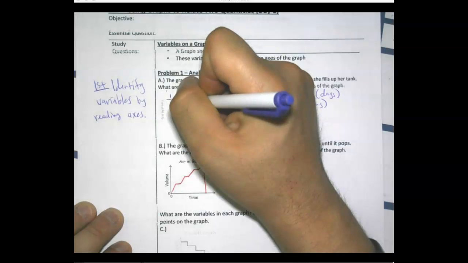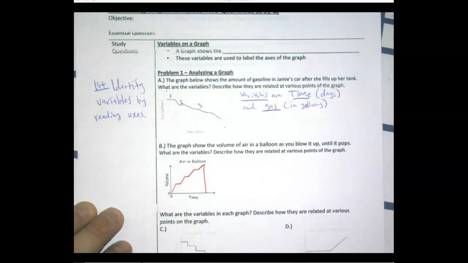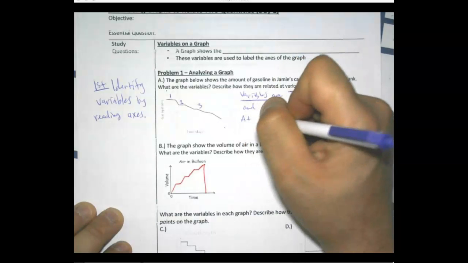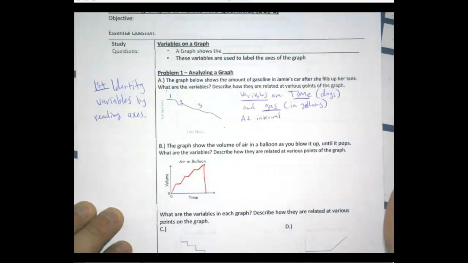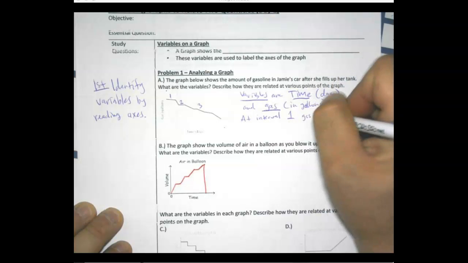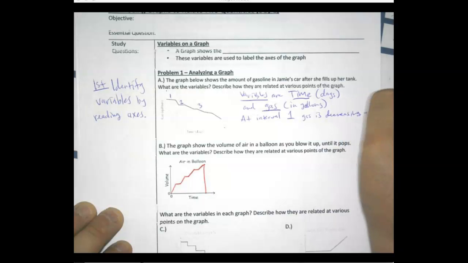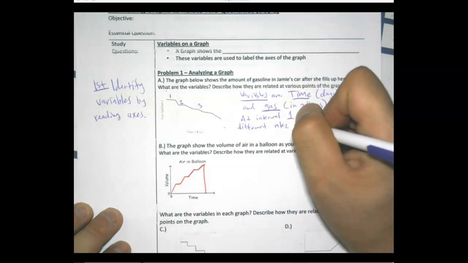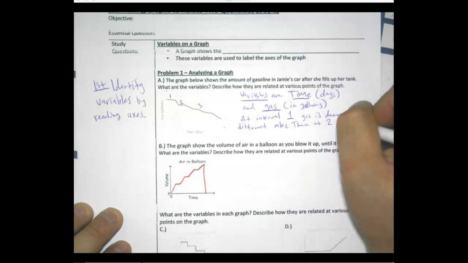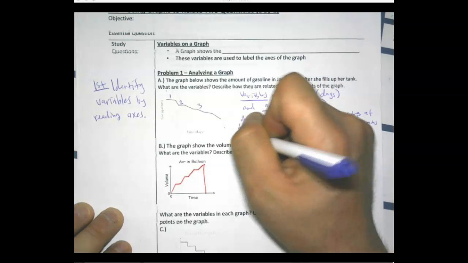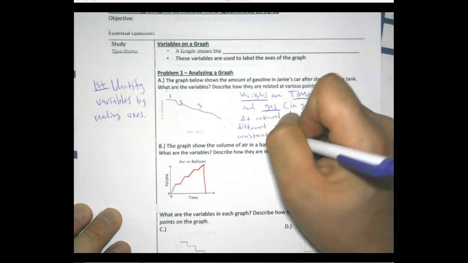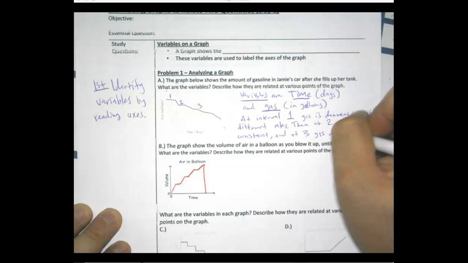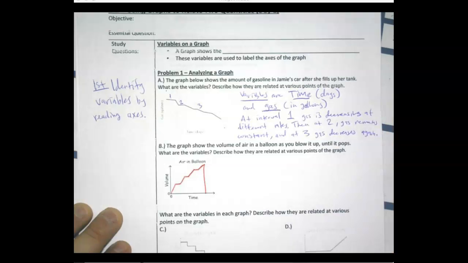You could label these with numbers or letters, and you could say at interval 1. You don't have to use the numbers, you could just explain anyways, but if you label it, the numbers can help you be more specific. At interval 1, gas is decreasing. It's going down at different rates, so it goes down slowly, then quickly. Still decreasing, though, at different rates. Then, at 2, gas remains constant, and at 3, gas decreases again.